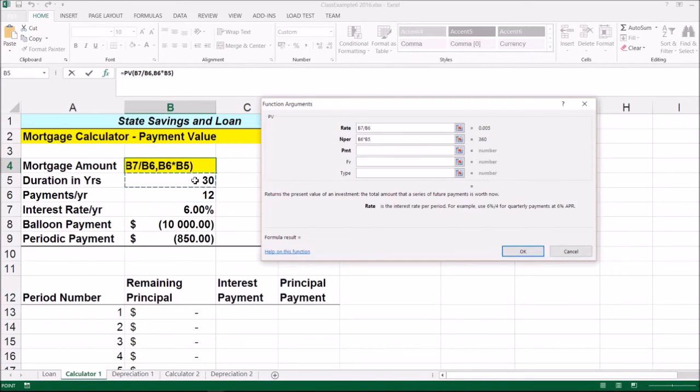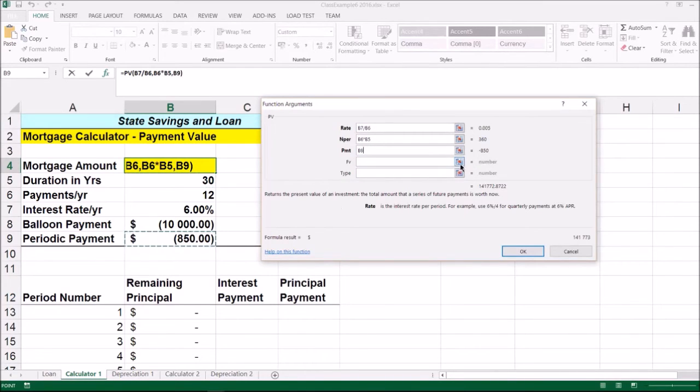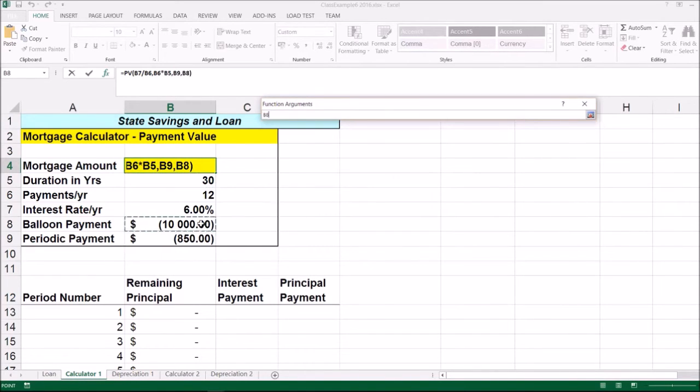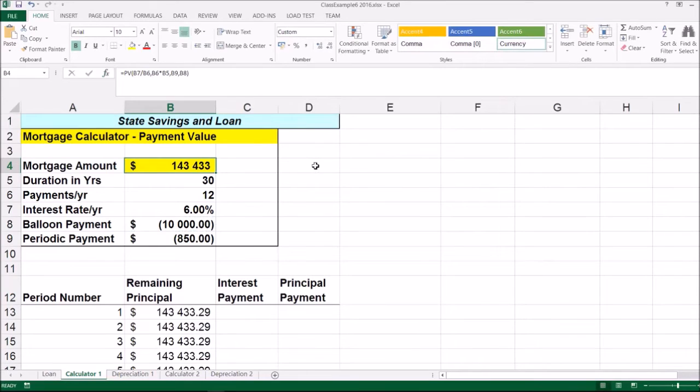Next thing is you need to select your periodic payment, which is given to you. Your future value in this case will be your balloon payment, and you should get the value of 143,433 as your mortgage amount.